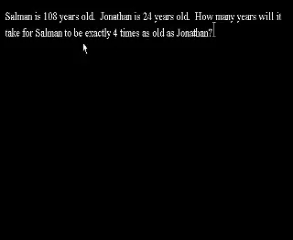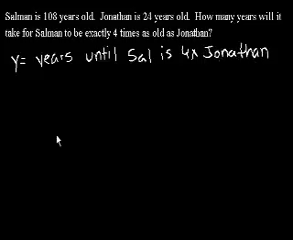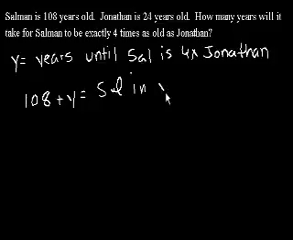Well, what we're trying to solve for is how many years will it take. So let's use the variable y for years. So y equals years until, let's just say Sal for short, Sal is 4 times Jonathan's age. Okay. Well, if Salman is 108 years old today, in y years, Salman will be 108 plus y. Sal in y years is going to be 108 plus y.